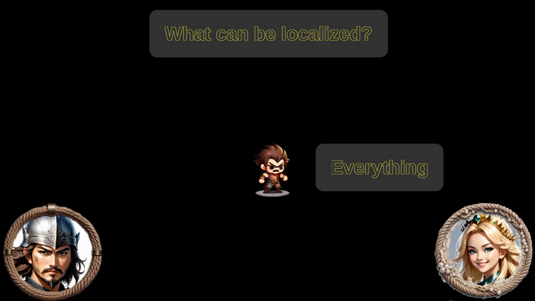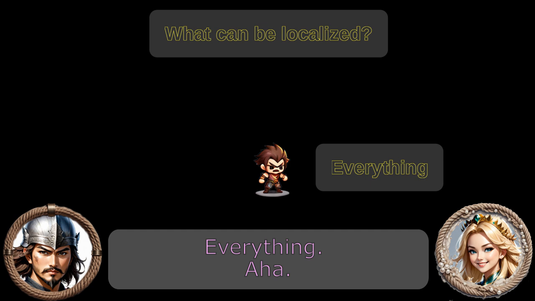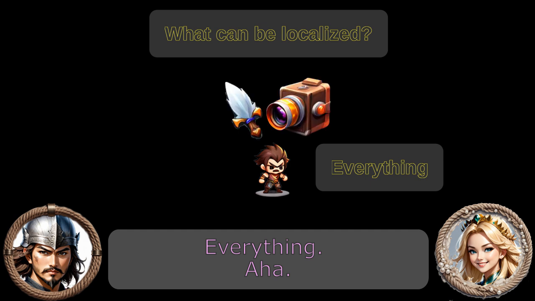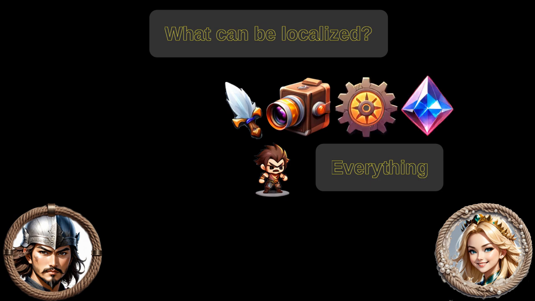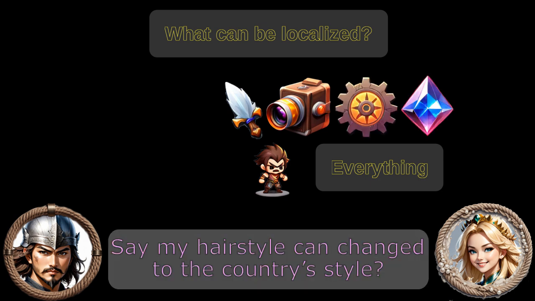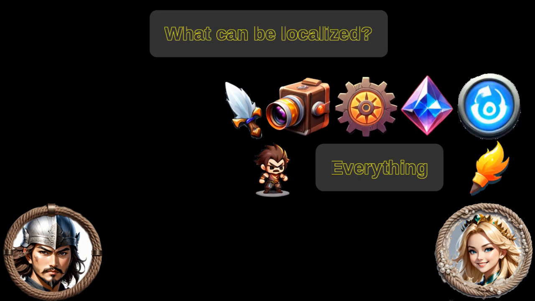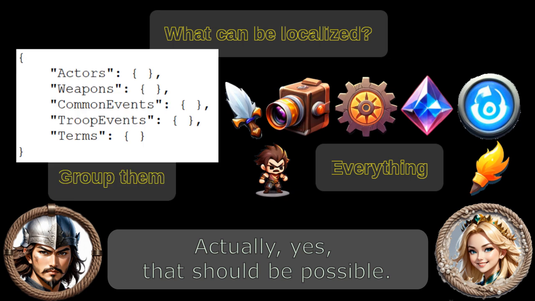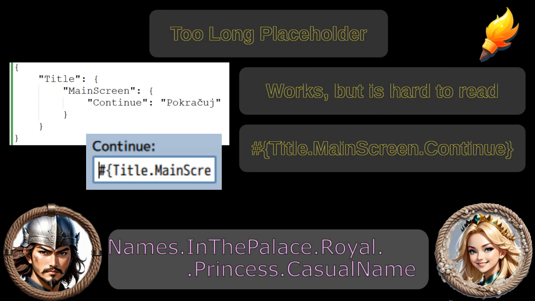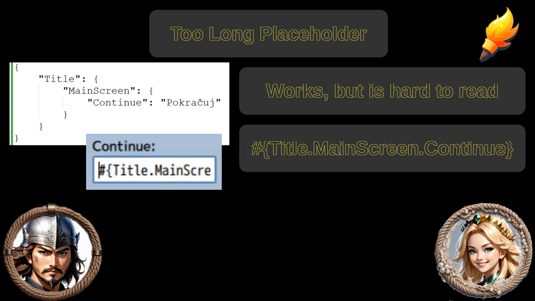What can be localized? Everything, including images if you try hard enough. The basis is the terms in the game database. And then there are all the texts in the game events. Finally, I'll show an advanced example, say for an image. It's good to group texts into categories to make them manageable. However, if you use a category name that is too long, it will be hard to read in RPG Maker.